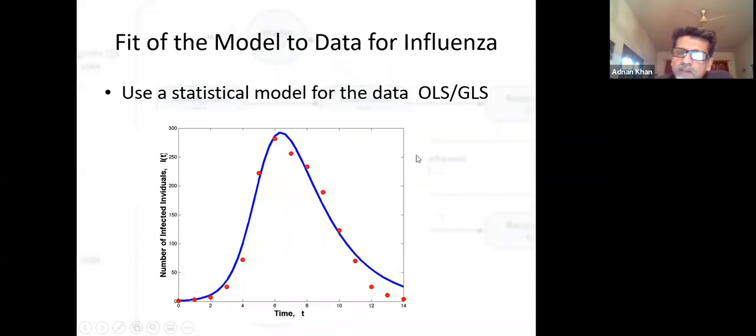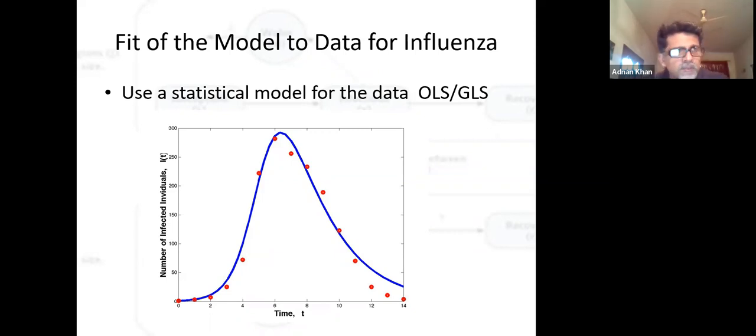The simplest way is to use least squares, ordinary or generalized. You need to understand your data, by the way. Whenever you do a fit, you need to make sure you understand that data is always noisy, and you need to understand the nature of the noise. OLS works when the noise is additive, and GLS works when the noise is multiplicative.